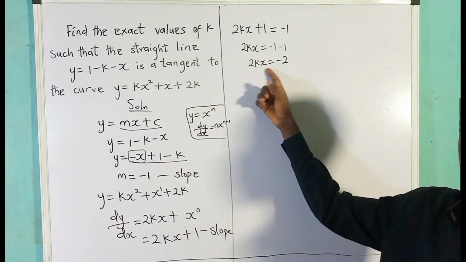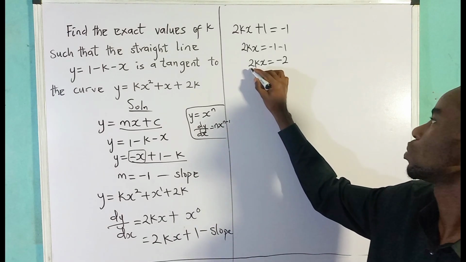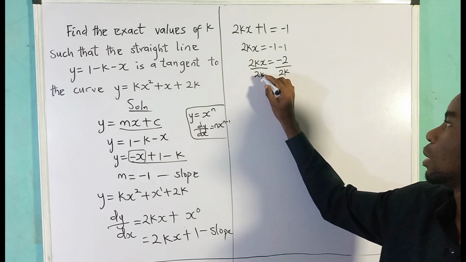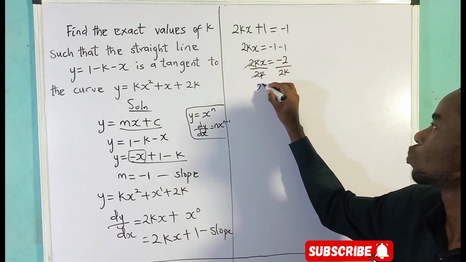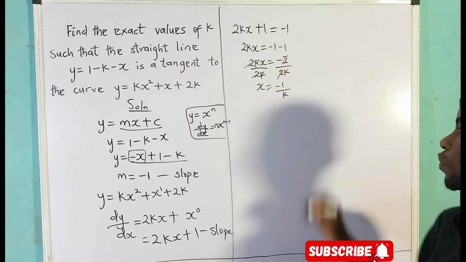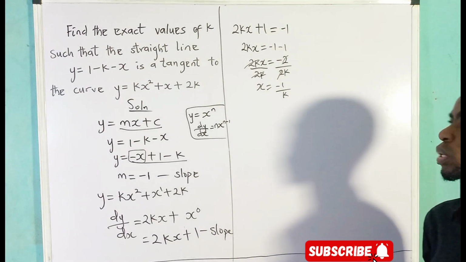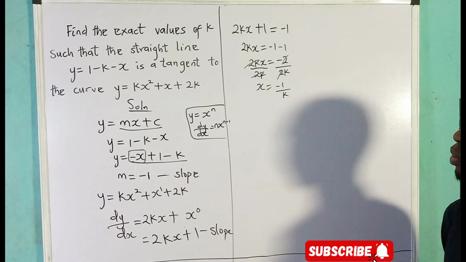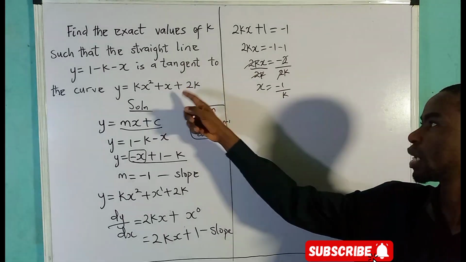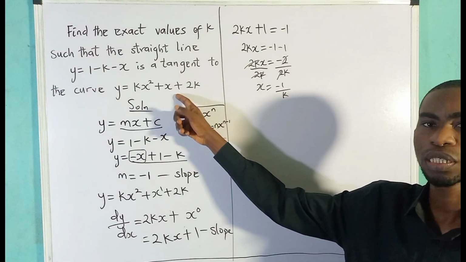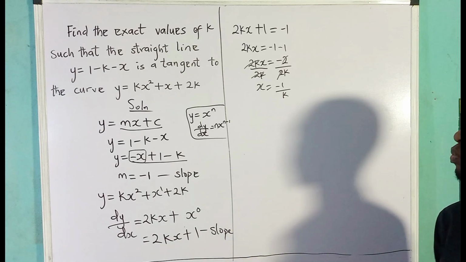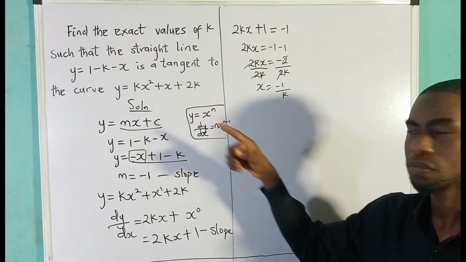I want to get x from this particular problem, so I'm going to divide both sides by 2k, and then this goes with this. x will be equal to, this will cancel this, minus 1 over k. Okay, so that's for x. Now coming back to the equations, we have been given two equations, the equation of a straight line and the tangent to the curve. I'm going to replace x with minus 1 over k in each of them.